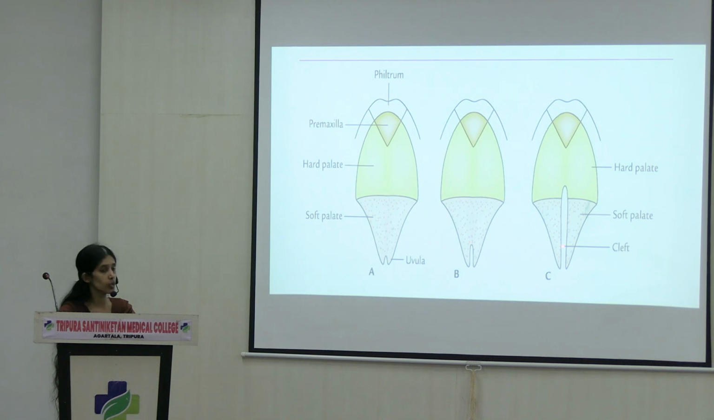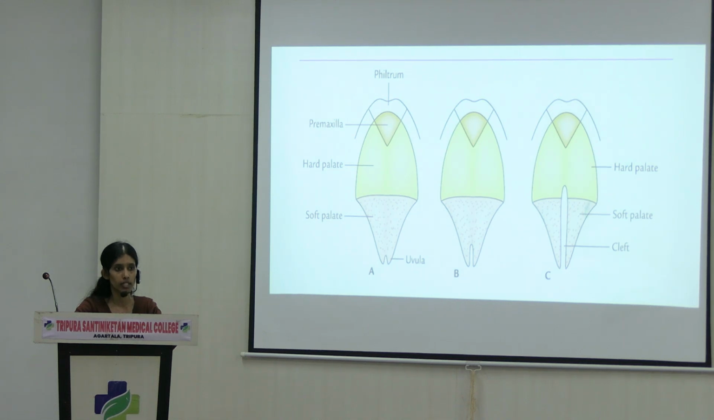Okay. The next two conditions are cleft of the soft palate. The very first condition will start from the uvula and extends up to a certain level of soft palate and it will stop there. But the second condition, where it will start from the uvula and extends up to your hard palate region. These are the two important clinical conditions. Cleft of the palate, the very first one is complete cleft palate, second one is incomplete cleft palate.